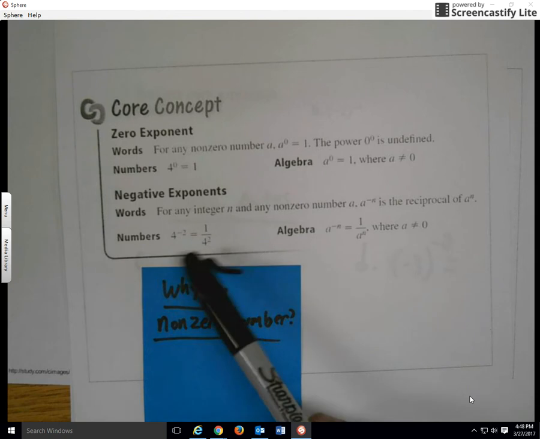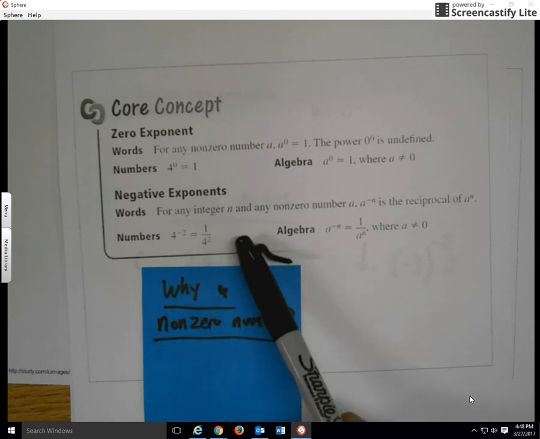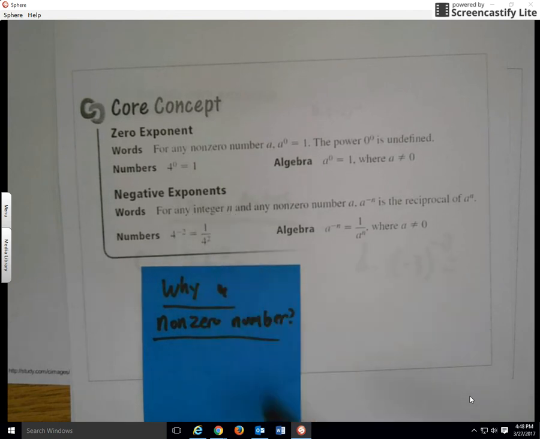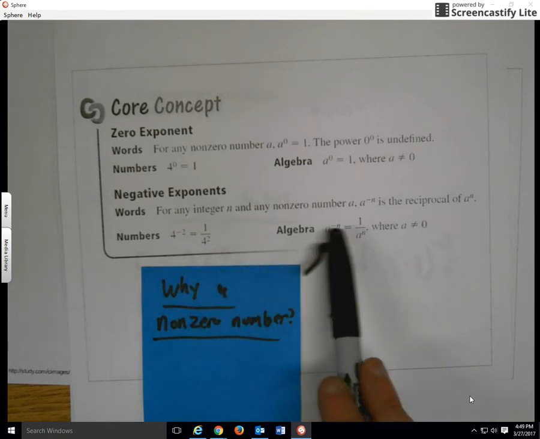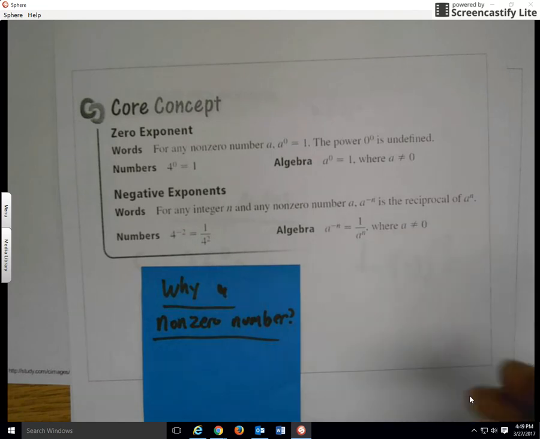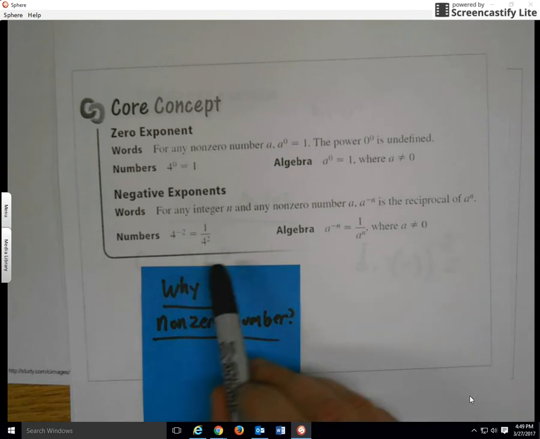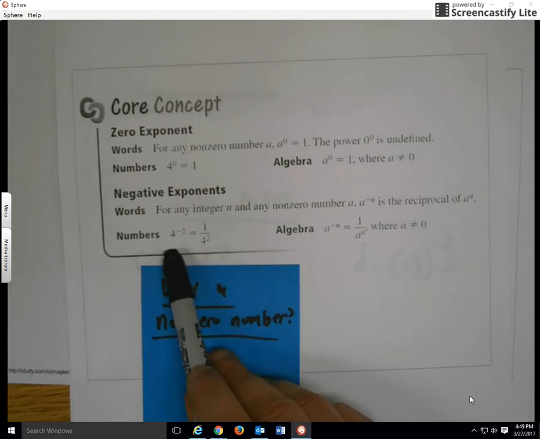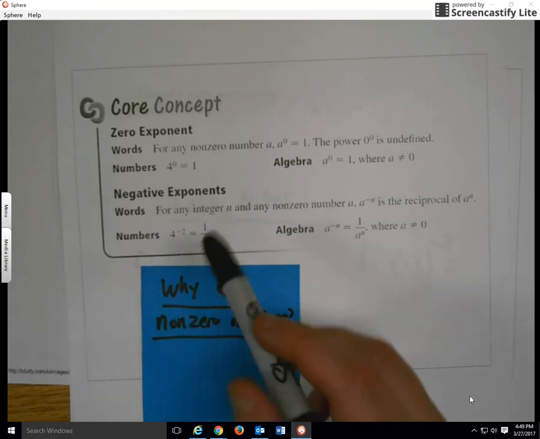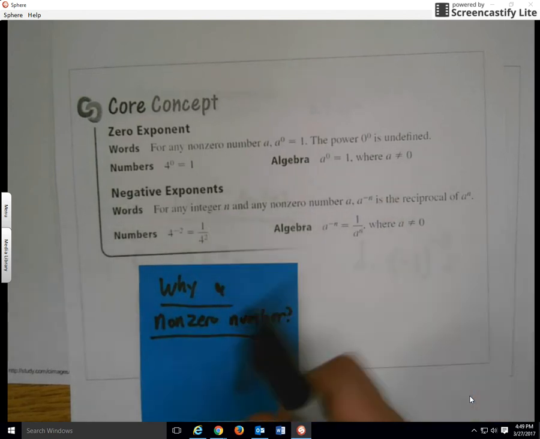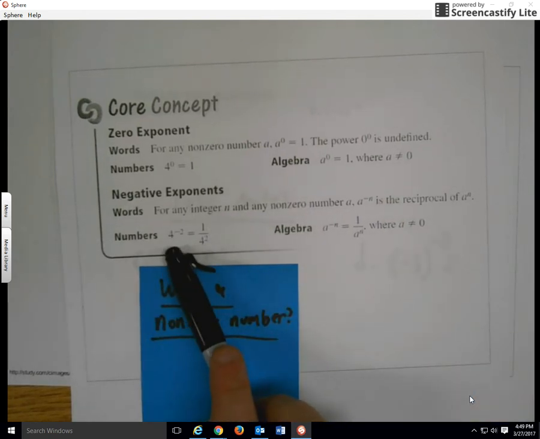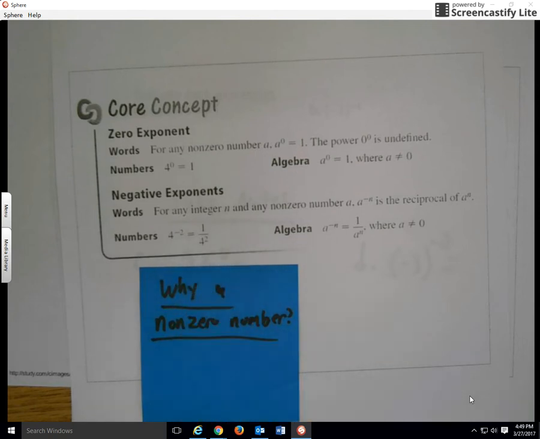Looking at this, for negative exponents, it says for any integer n and any non-zero number a, a to the negative n is the reciprocal of a to the n. They put a 4 this time, and 4 is non-zero. So 4 to the negative 2 would just be the reciprocal of that 4, and then you would cause the exponent to be positive.